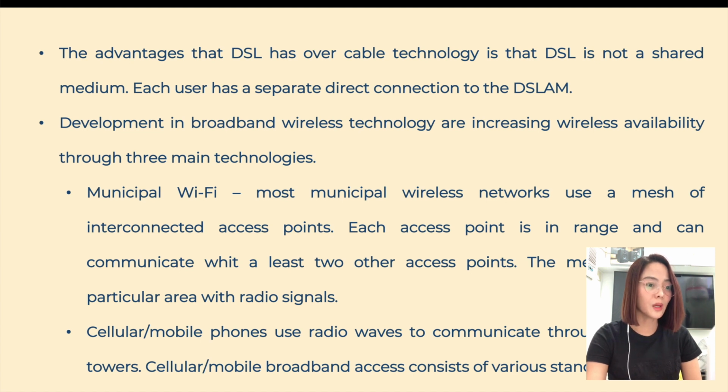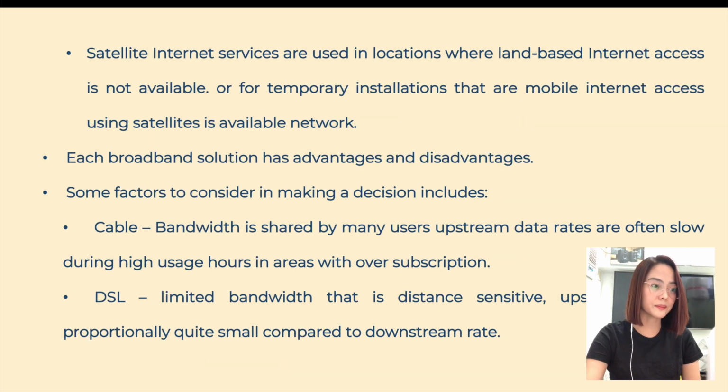Municipal Wi-Fi. Most municipal wireless networks use a mesh of interconnected access points. Each access point is in range and can communicate with at least two other access points. The mesh blankets a particular area with radio signals. Cellular mobile phones use radio waves to communicate through nearby cell towers. Cellular mobile broadband access consists of various standards.